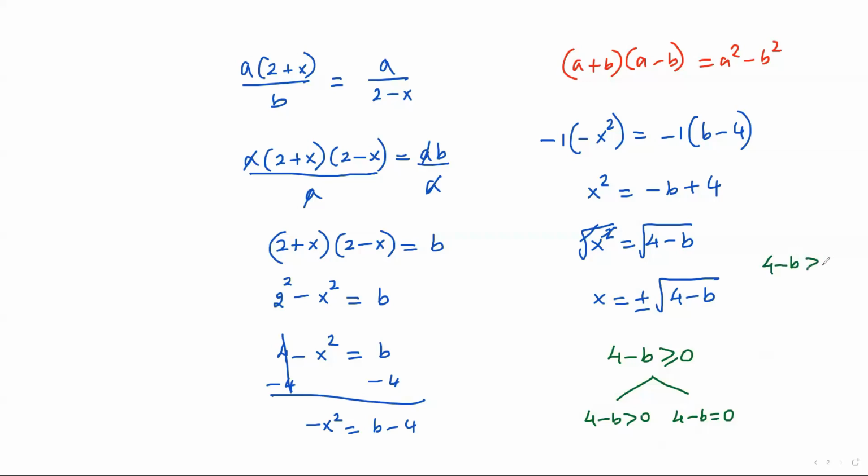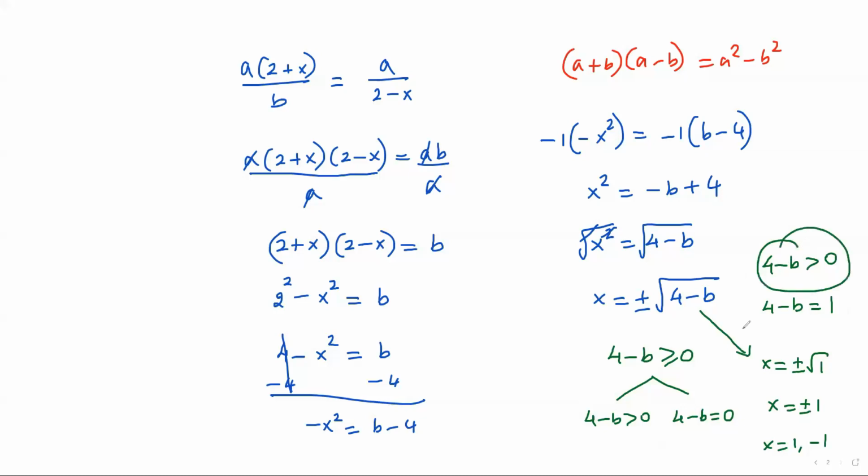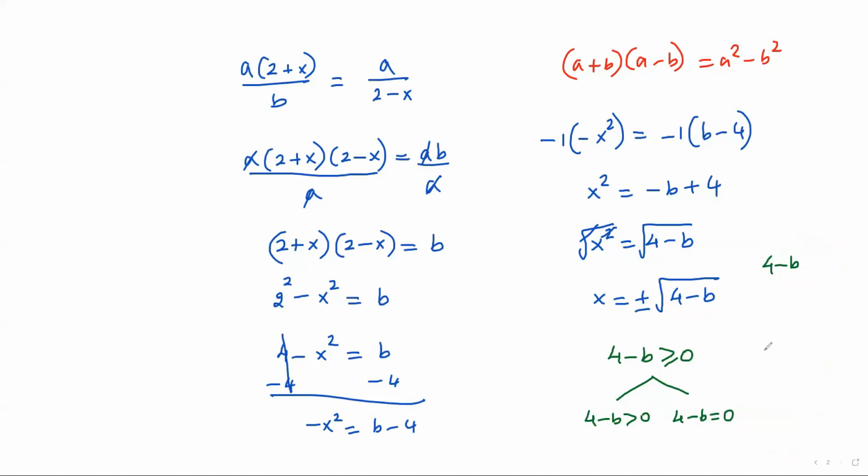Let's try the first option, that is, 4 minus b is greater than 0. Let's say 4 minus b is equal to 1, because 1 is a value greater than 0. Then we get x is equal to positive or negative square root of 1, and the square root of 1 is just 1. So we get two real values for x: 1 and negative 1. So when 4 minus b is greater than 0, we get two solutions for x. That's the condition given in the question. So if I want two solutions for x, 4 minus b must be greater than 0.